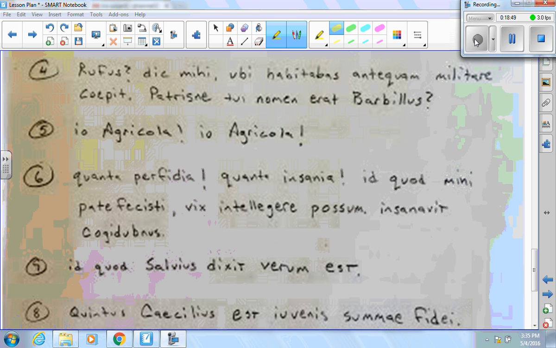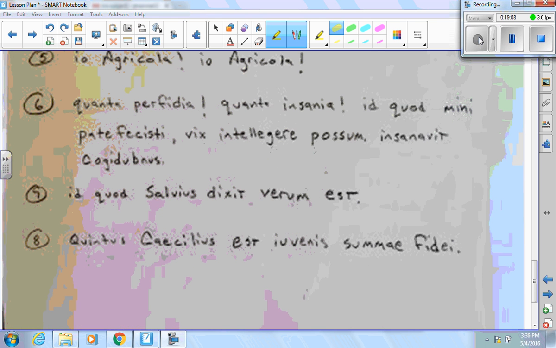Number 6, what treachery, what insanity, that which you revealed to me, I am scarcely able to understand. Cogidubnus was insane. That would be Agricola. Number 7, that which Salvius said is true. That's Polemicus. And finally, number 8, Quintus Caecilius is a young man of the highest trustworthiness. That is Rufus. He's a friend of my father.